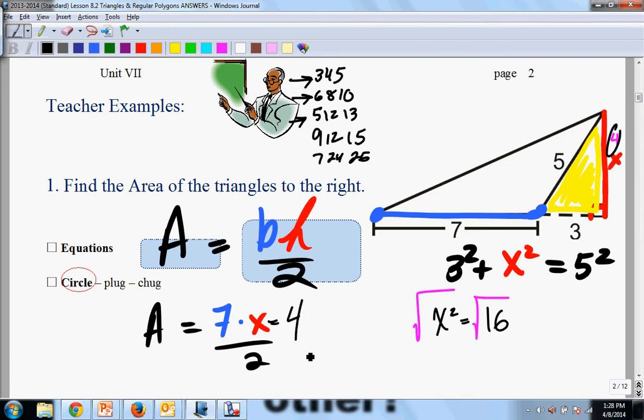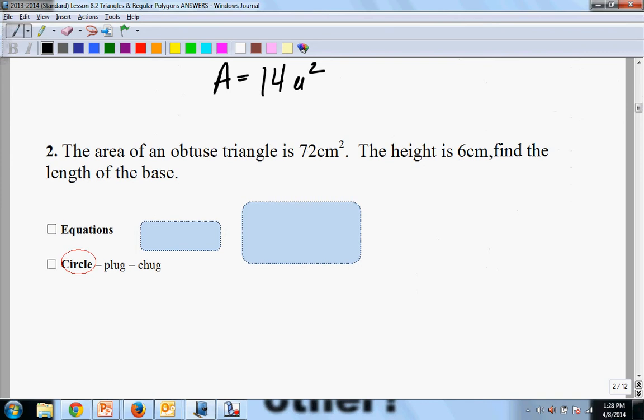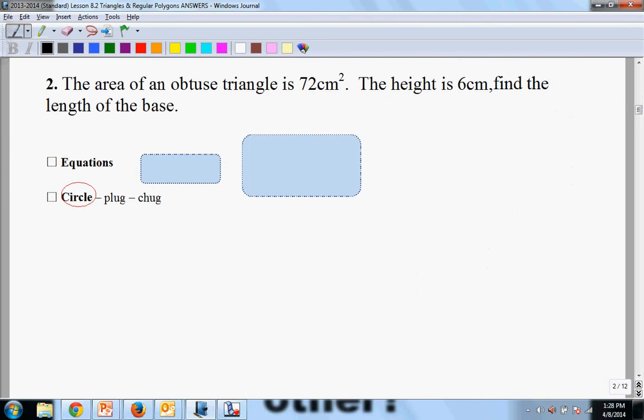Okay, so our height is now 4, right? And now the key to multiplying is not actually multiplying. We just divide. And, of course, it's just 14 units squared. I don't provide units for you. Okay? All right. So I want you to take a shot at this one all by your lonesome.